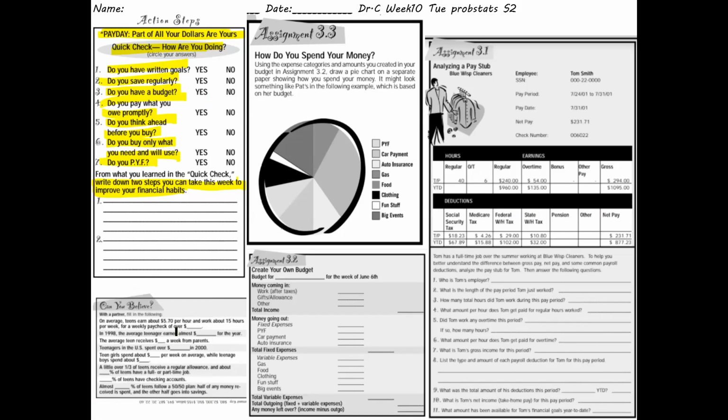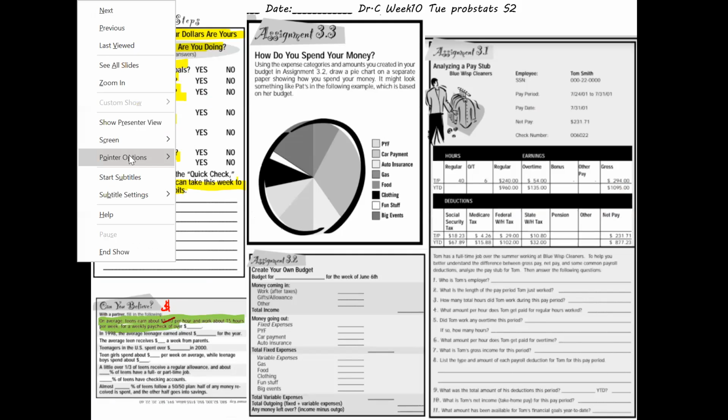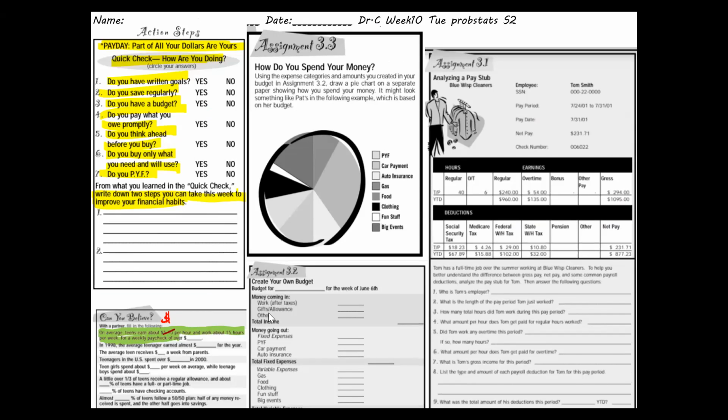All right, next one, can you believe it? No partner, you're going to do this by yourself. Fill in the following: on average, teens earn about $5.70 per hour and work about 15 hours per week. Granted, minimum wage is definitely a little higher than that, so you can change that to whatever you want. I think nowadays minimum wage in America, and I seriously don't know what it is, I think it's $8.75.